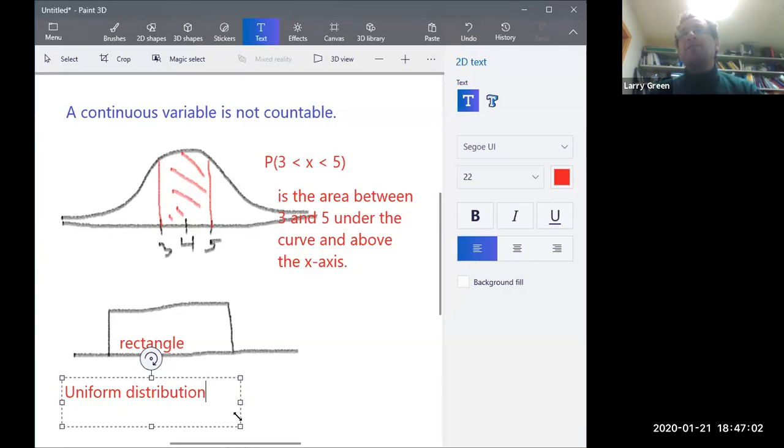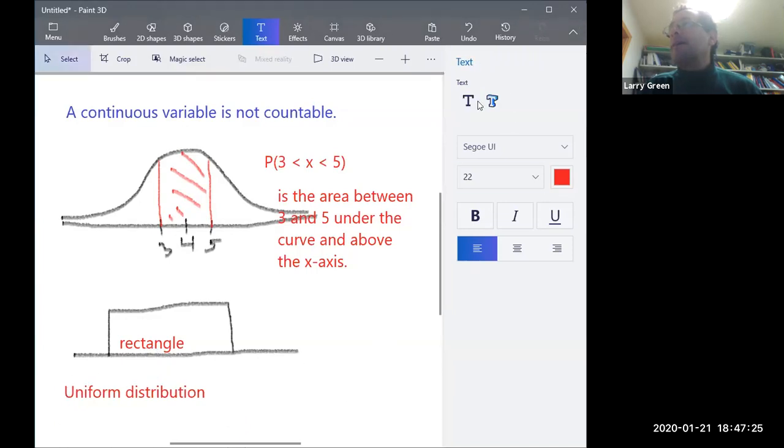So notice when you have a uniform distribution, the y value is always the same. Does that make sense? So when you have a uniform distribution, the y value is the same. So for example, let's put some numbers in here. Let's suppose this was 3 right here. And let's suppose this one was 11.